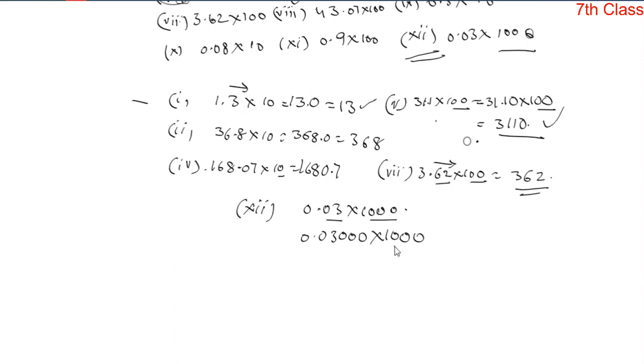Now here in 1000 3 zeros are there. So you should move the decimal point towards right 3 digits: 1, 2, 3. That means 030.00. You should keep the decimal point after this 0. Now, zeros after the point have no value. 030 is equal to 30. So 0.03 into 1000 is equal to 30.